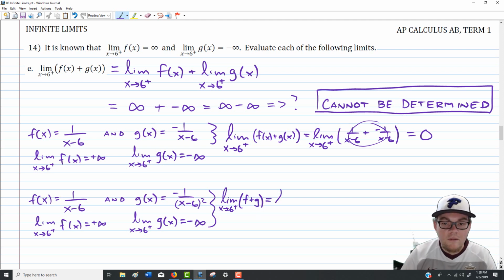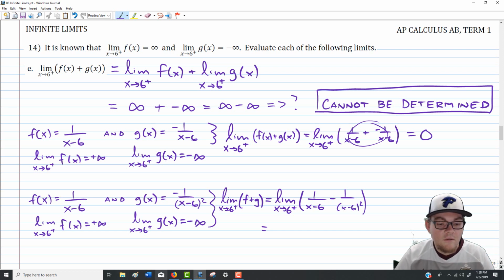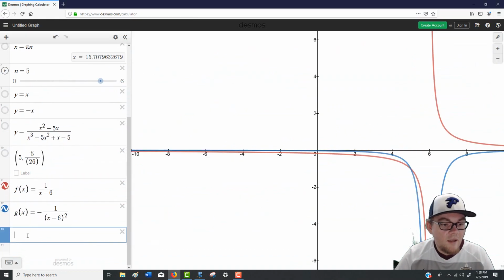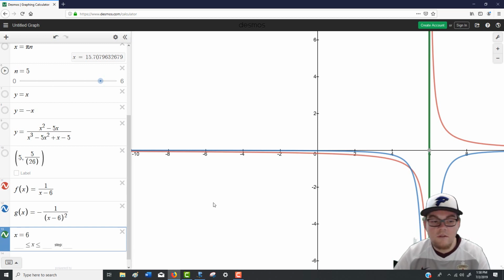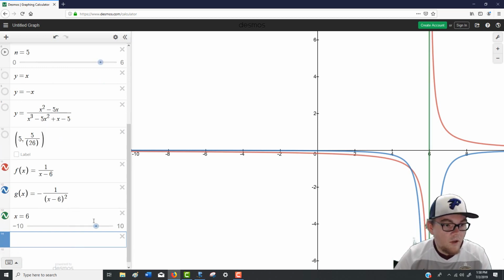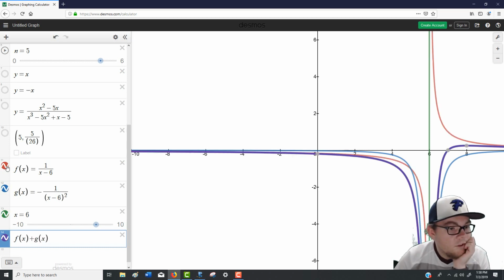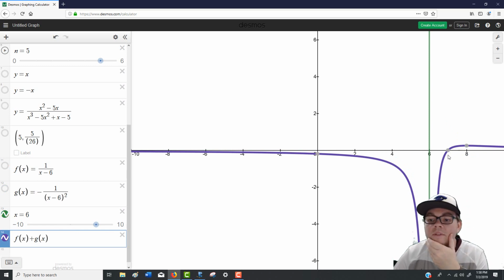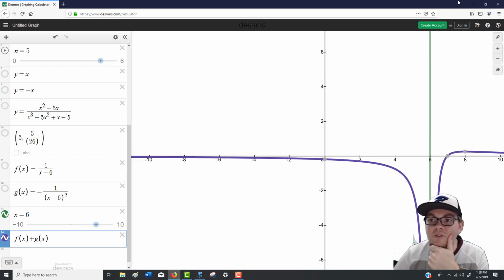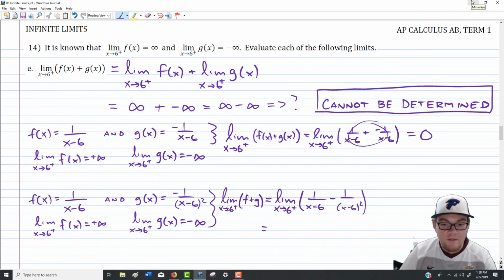In this case, what happens is you get this function that we're suddenly interested in: 1 over x minus 6 minus 1 over x minus 6 squared. So let's look at the graph online and see what this actually does. We're interested in what's happening at x equals 6. There's our vertical asymptote we're interested in. We want to look at f of x plus g of x. So if we look at what happens as x approaches 6 on the right side, this time, the limit is equal to negative infinity.